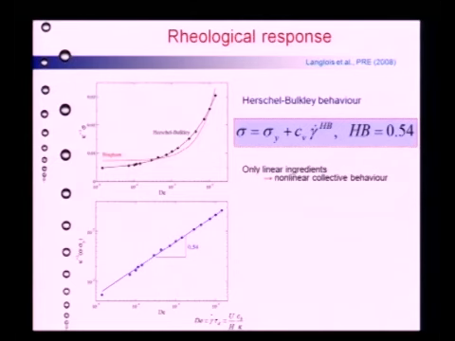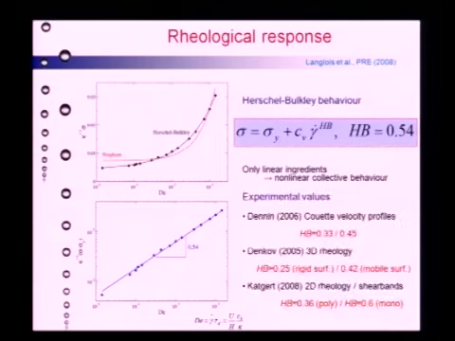The Bingham fit doesn't really fit. It looks more like a Herschel-Bulkley rheology. That is, the stress is equal to a yield stress, a threshold that you need to overcome to start to flow, and then a term that's proportional to the shear rate to a certain power, and this power is 0.54, so roughly 1/2.